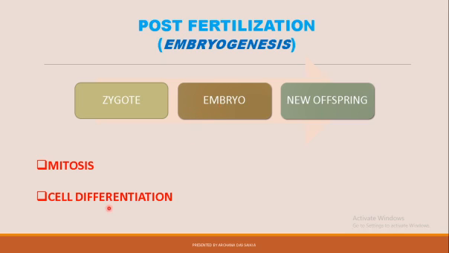That will again undergo differentiation. Those cells will undergo differentiation. They will modify to develop into new organs or structures, which we will start calling as the embryo. More and more differentiation of the cells will finally result into the new offspring who will be similar to the parent. So these are the post-fertilization events. So that is about sexual reproduction in organisms.